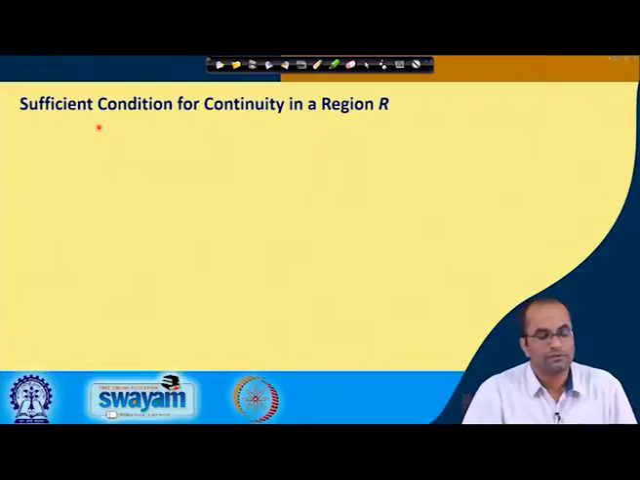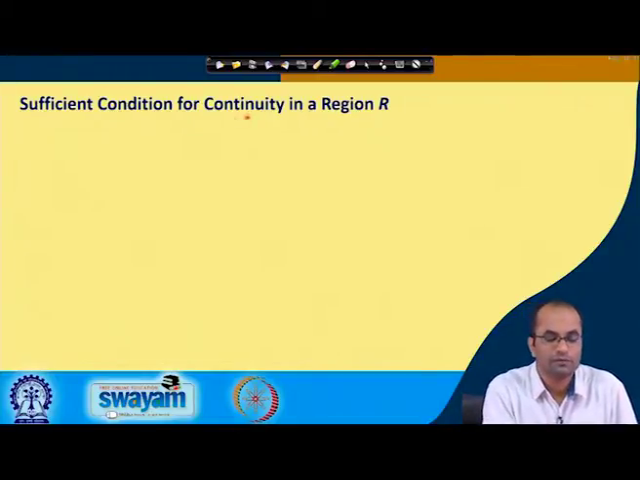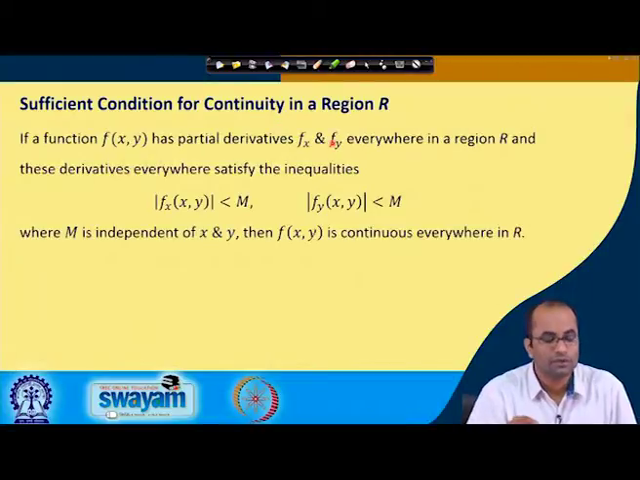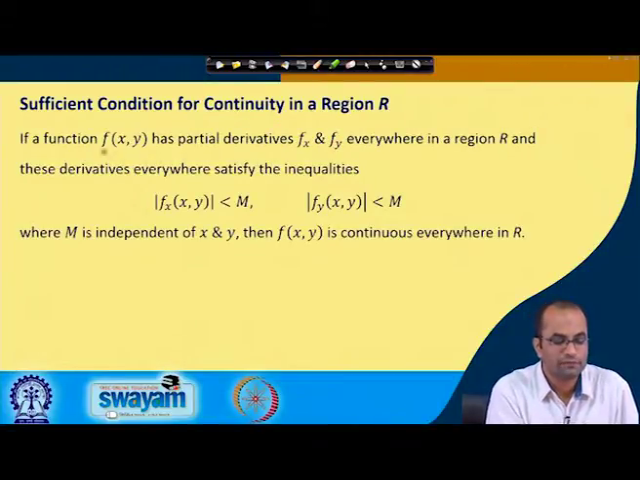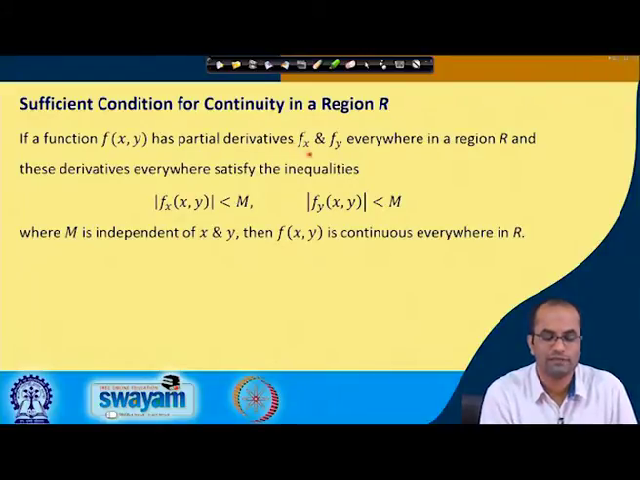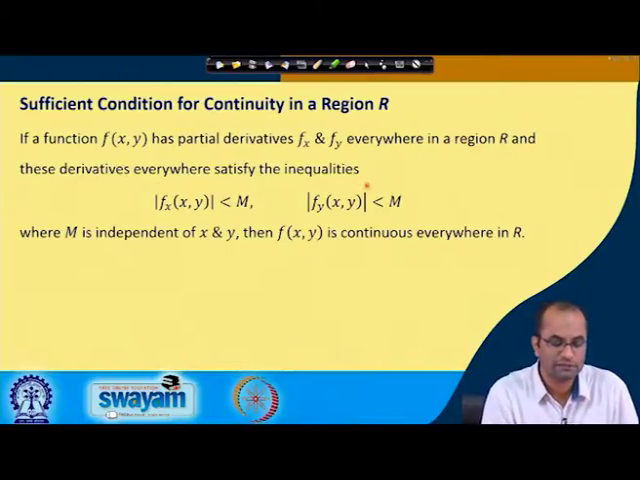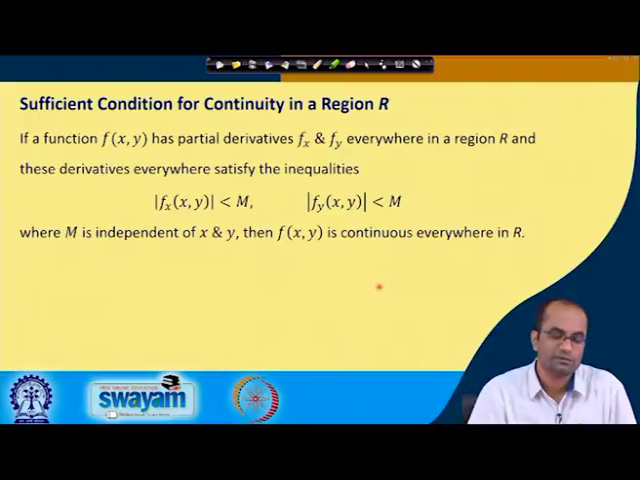We have one result on the sufficient condition for continuity in a region R. So, what it says, if a function f(x,y) has partial derivatives f_x and f_y everywhere in a region R, so the existence of the partial derivatives here, and moreover these partial derivatives are bounded by some number M here. So, f_x in that region is bounded and also f_y is bounded, where this M is independent of x and y. So, then f(x,y) is continuous everywhere. So, that is one sufficient condition for continuity.